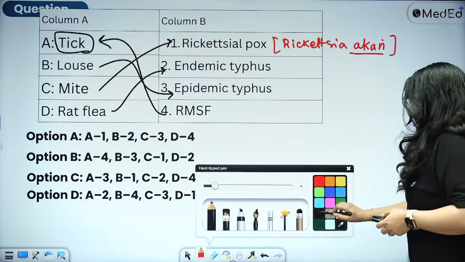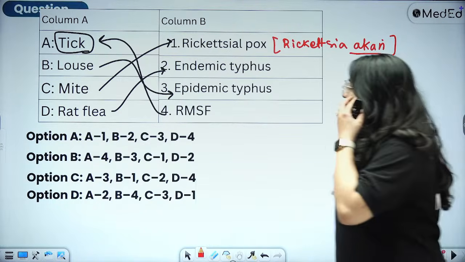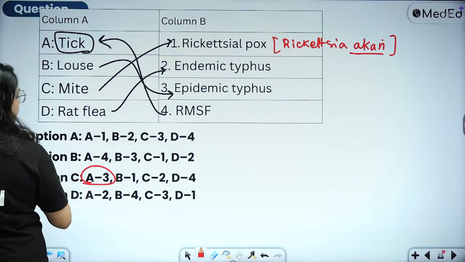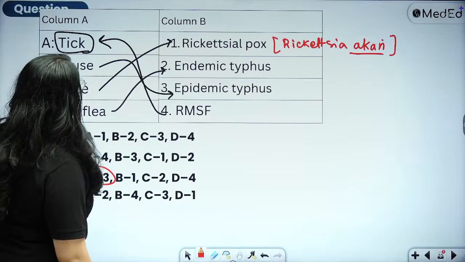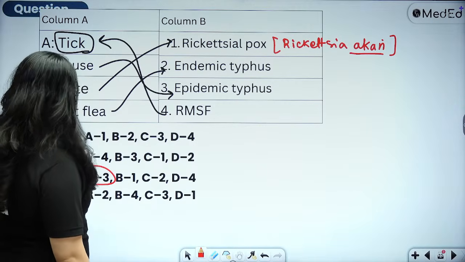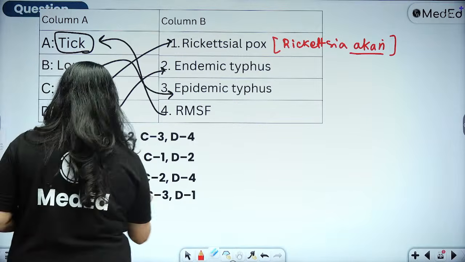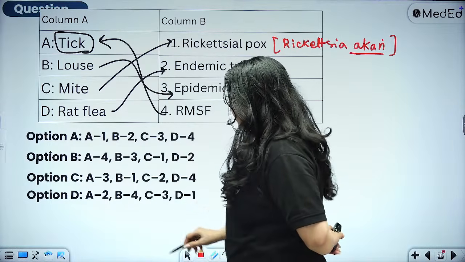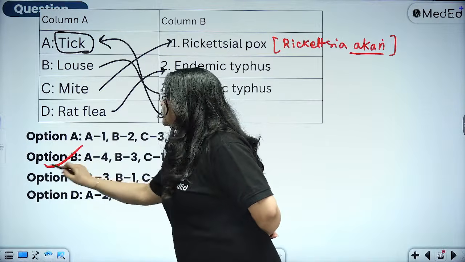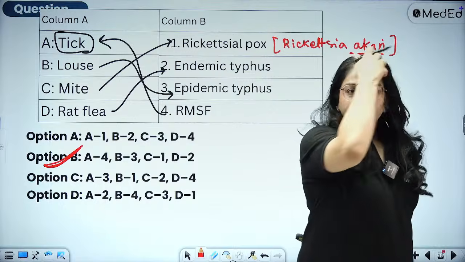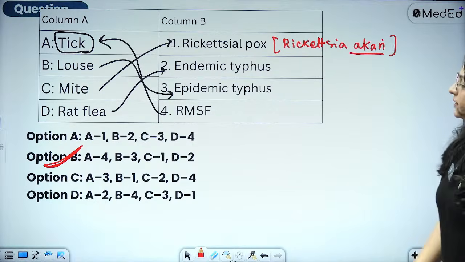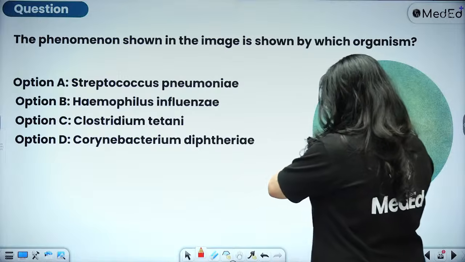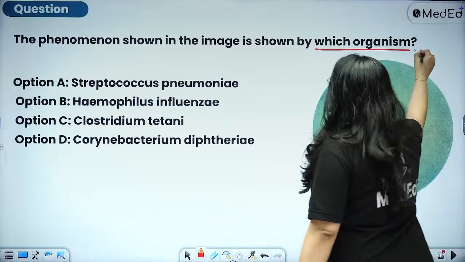So now we can mark it: A3, only one with A3, option C. A3, B1. No, this is not B1. What is the answer here now? A is 4, sorry. A4, B3, so option B is the answer. Yes, B, correct. Great. The phenomenon shown in the image is shown by which organism?